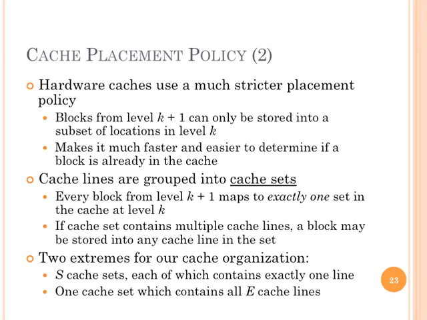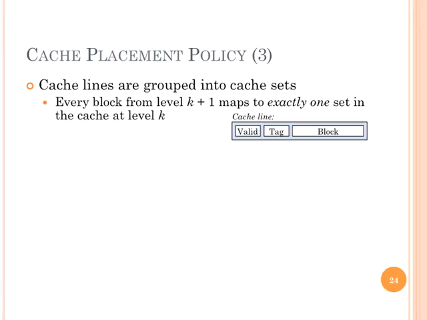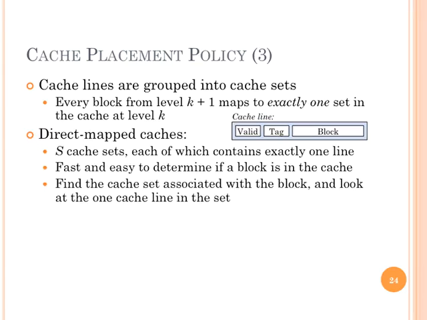So we call the number of cache sets S. This will become more important in a second. And we have how many lines are in each cache set. That's E. All cache sets have the same number of lines in a particular cache design. So every block maps to exactly one set in the cache at level k. This is the way that we do this. I'm not going to talk about that yet. We'll get into that in a second.